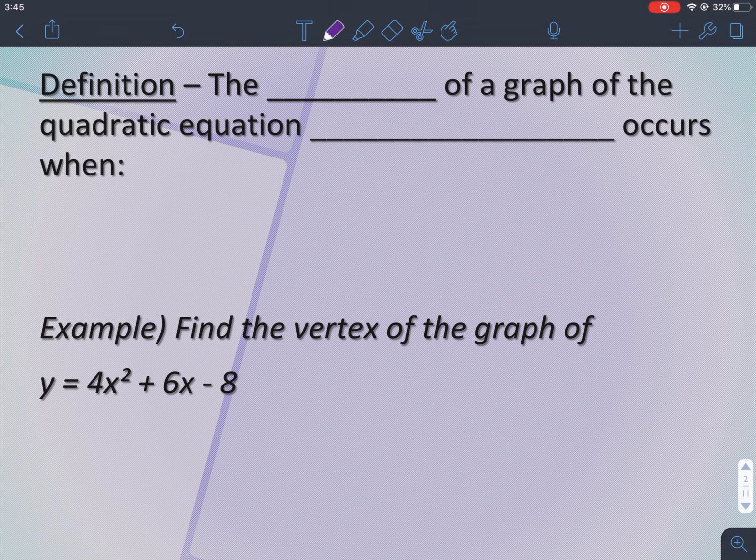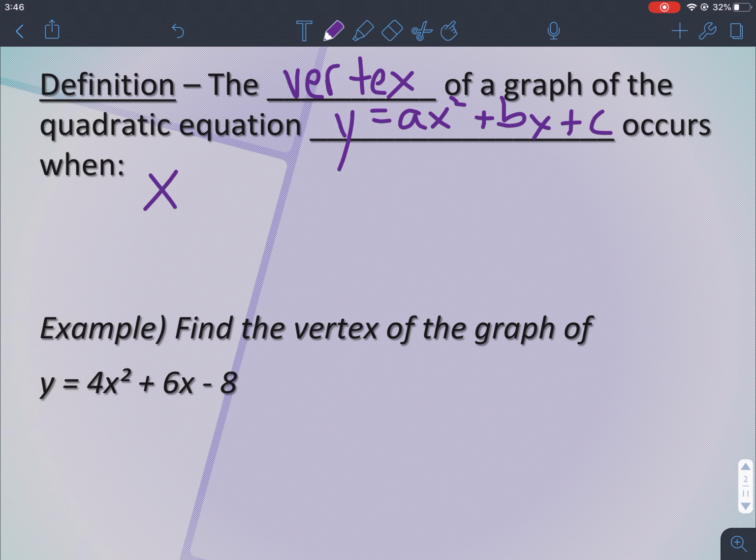So usually the graph of a quadratic looks like a parabola, and parabolas have a vertex. The vertex of a quadratic in standard form, y equals ax squared plus bx plus c, occurs when the x-coordinate of the vertex is equal to negative b over 2a.